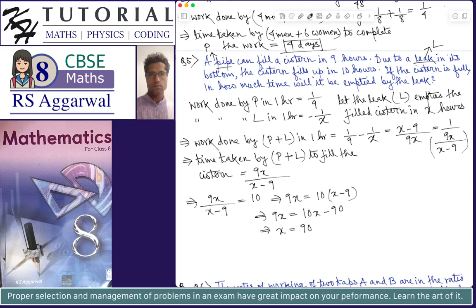So we had assumed X to be the time in which the leak will empty the filled cistern. So the answer is 90 hours. 90 hours should be the answer. Let me check the answer. Question number 5 is 90 hours.